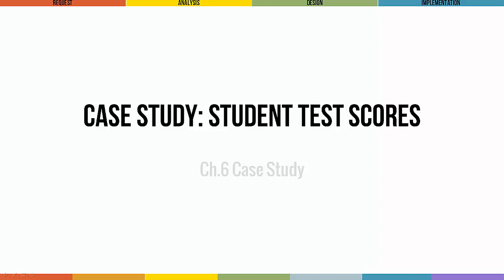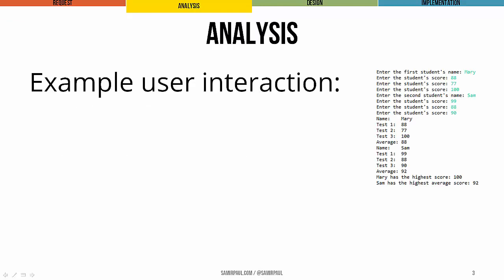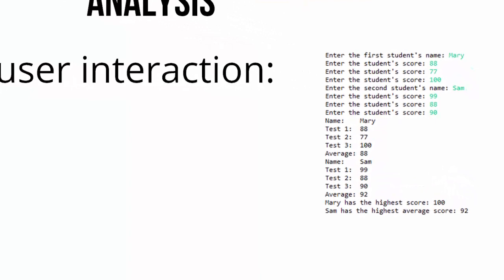Let's write a simple program that actually uses these student objects. So here's our task. We'd like to write a little program that can allow users to compare test scores of two distinct students. And again, just like we saw in the student class that we designed, we'll assume that each student has 3 test scores.